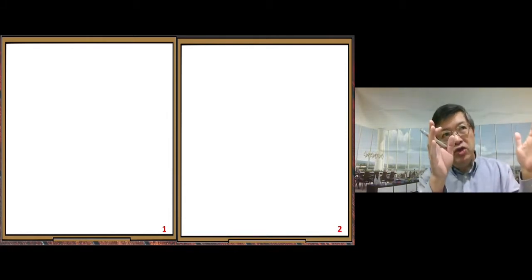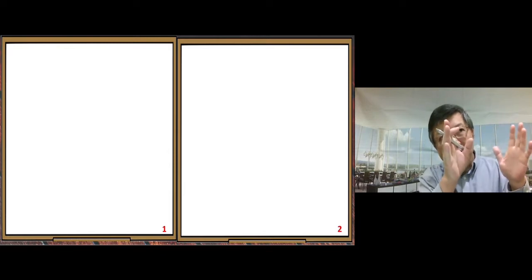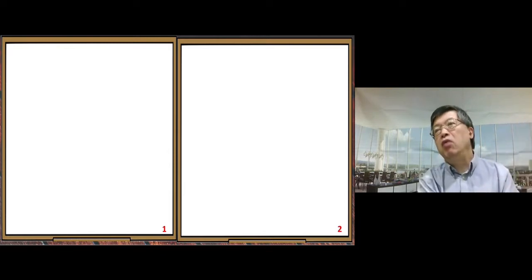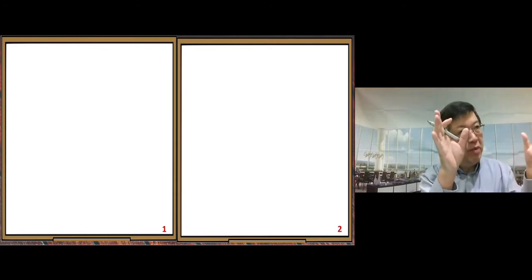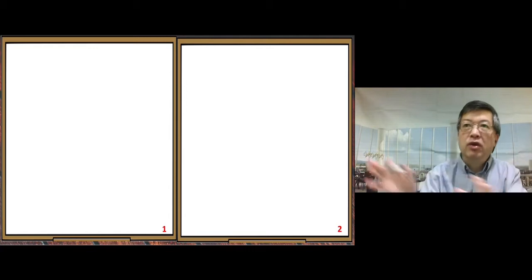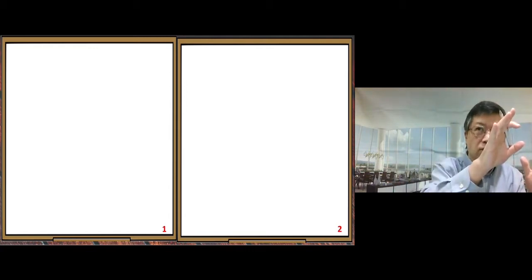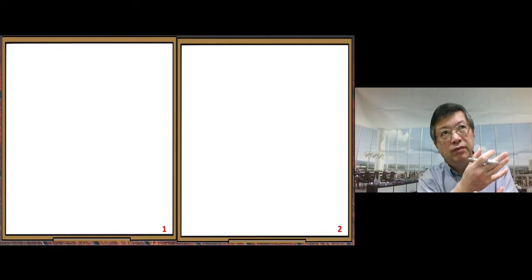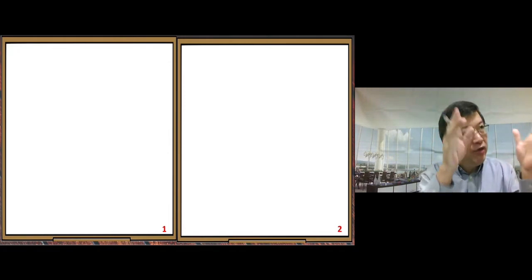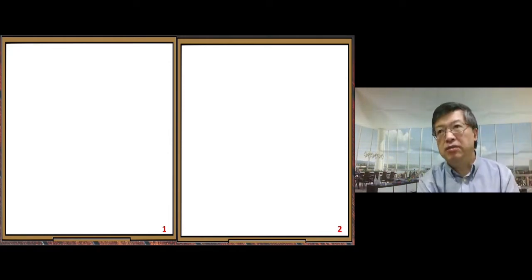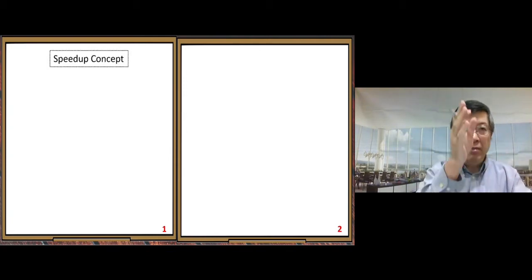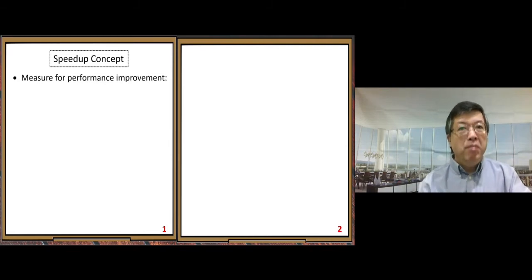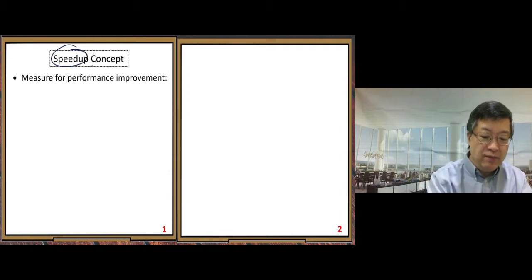Suppose we need to apply a new technology on a program. Before we apply the technology, we have some performance measure, right? Then, after we apply the new technology, the performance should be improved. Then we need a measure for the speedup, this concept. All right, so let's see the measure first. Speedup concept, the measure. Measure for performance improvement. So that is the speedup.